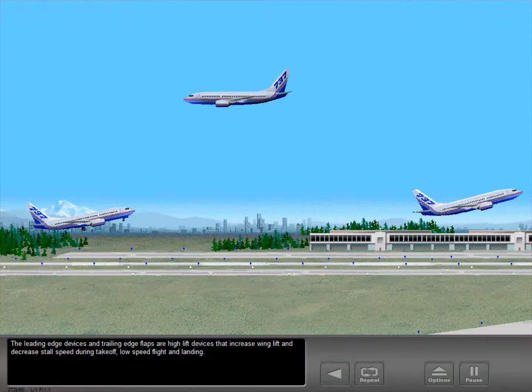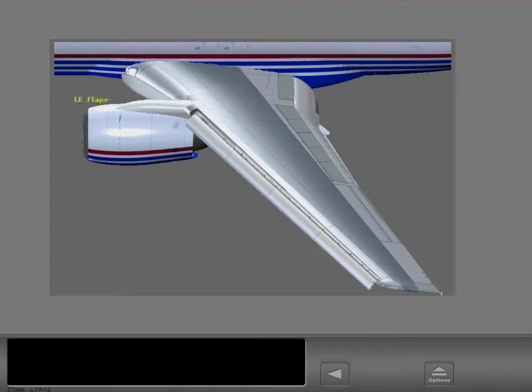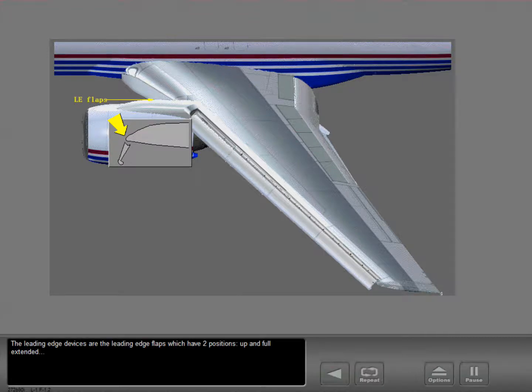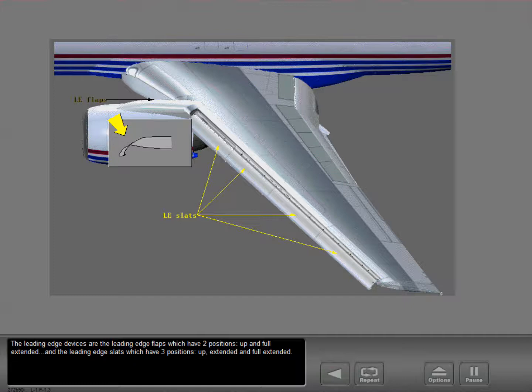The leading edge devices and trailing edge flaps are high lift devices that increase wing lift and decrease stall speed during takeoff, low speed flight, and landing. The leading edge devices are the leading edge flaps, which have two positions, up and full extended, and the leading edge slats, which have three positions, up, extended, and full extended.